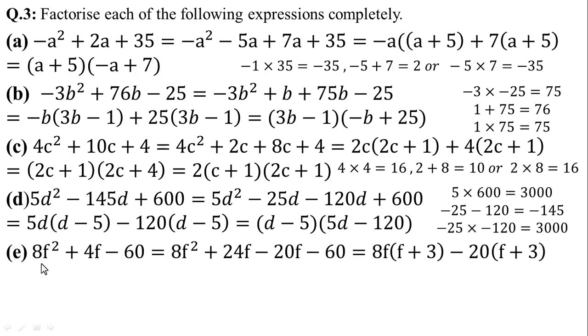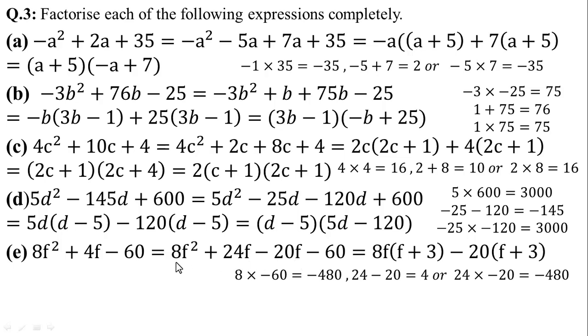In E part, 8f square plus 4f minus 60. First of all, 8 multiplied by minus 60 is minus 480. Now, mid-term breaking of 4 into 2 parts. The addition answer is plus 4 and the multiplication answer is minus 480. So minus 20 plus 24, the answer is 4, and 24 multiplied by minus 20, the answer is minus 480. So 4 is divided into two parts: plus 24 and minus 20.